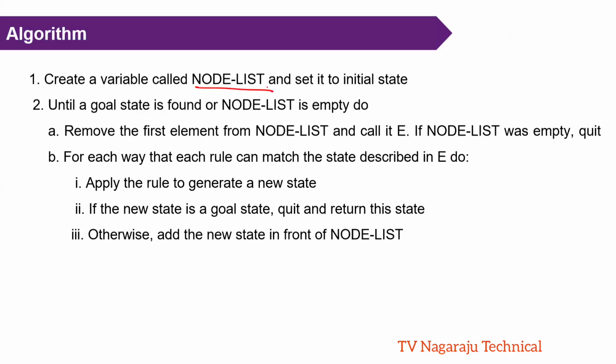We are creating one node list until the goal state is found, that is, until the node list is not empty. What are you taking? Take some element from the list, check it and apply, that is, explore the nodes. If it is the goal node, return true. Otherwise, move to its children nodes. The same process is repeated.